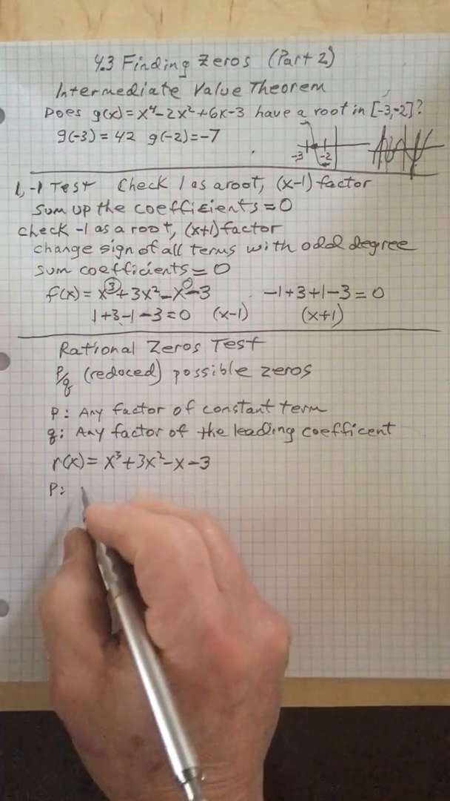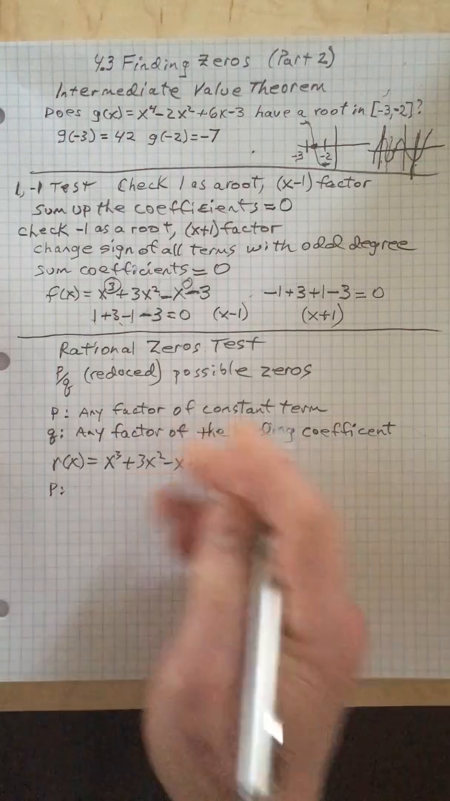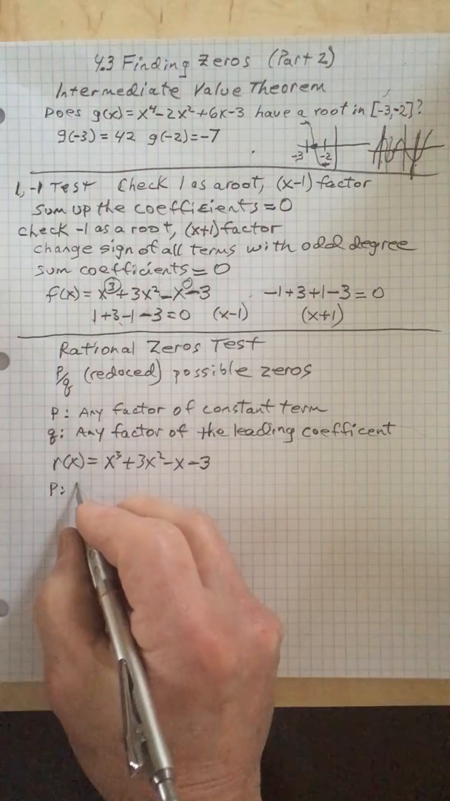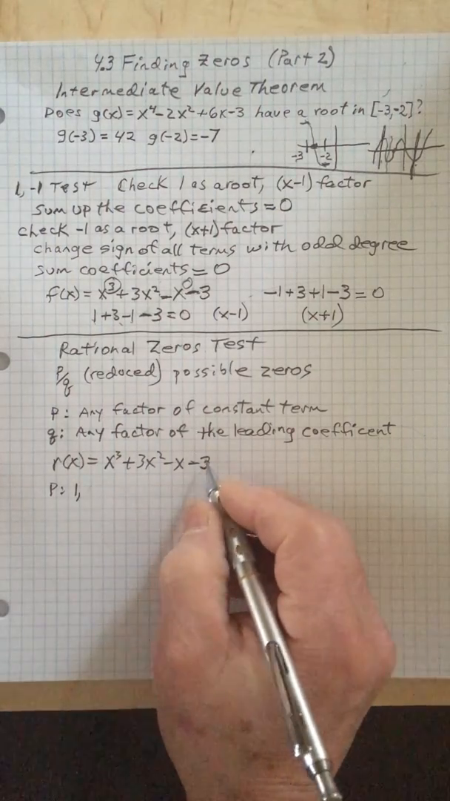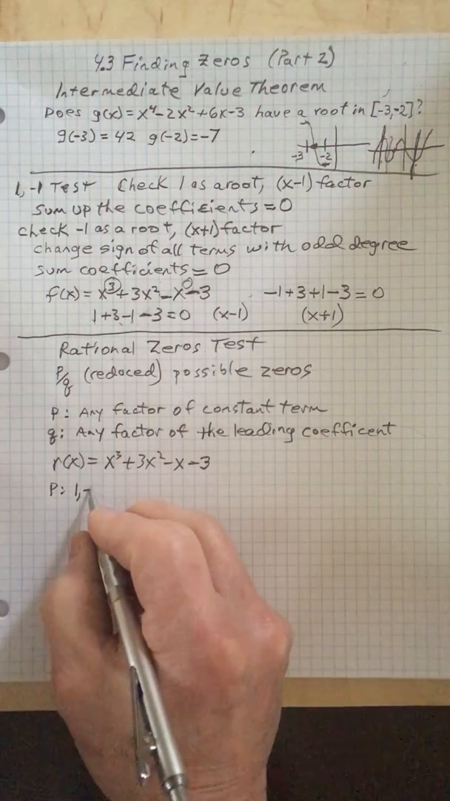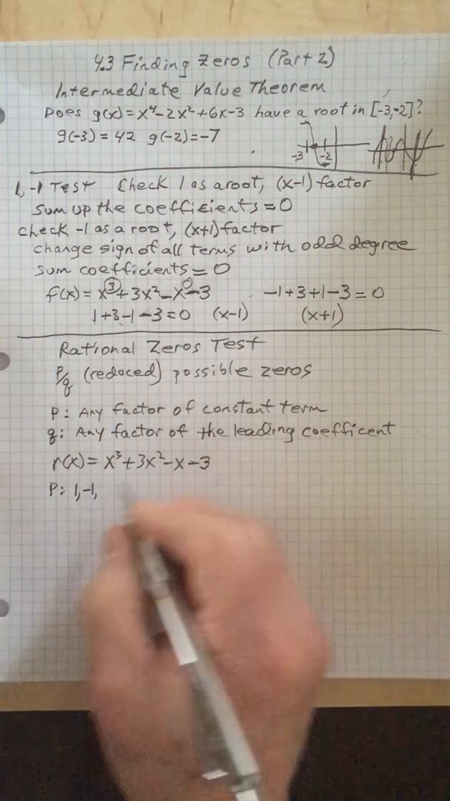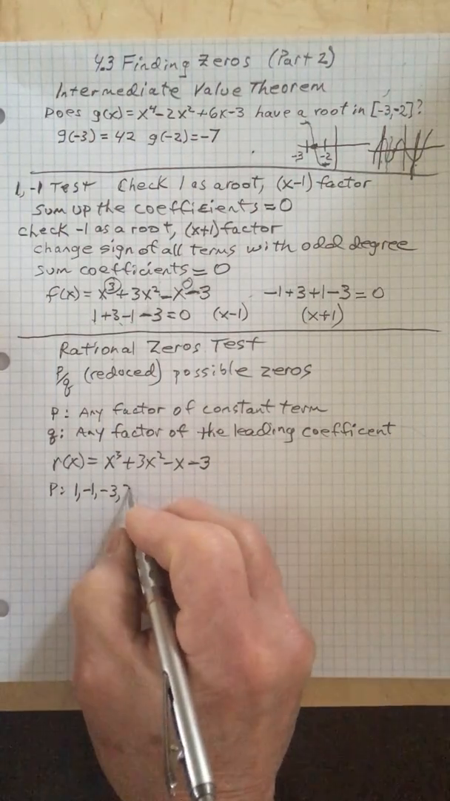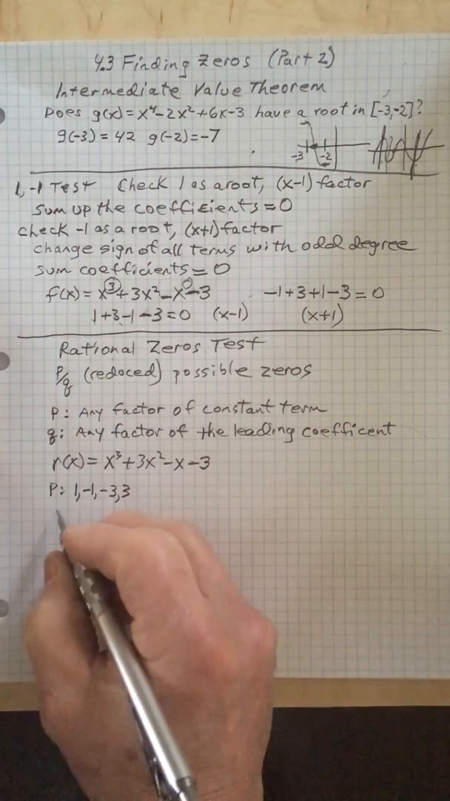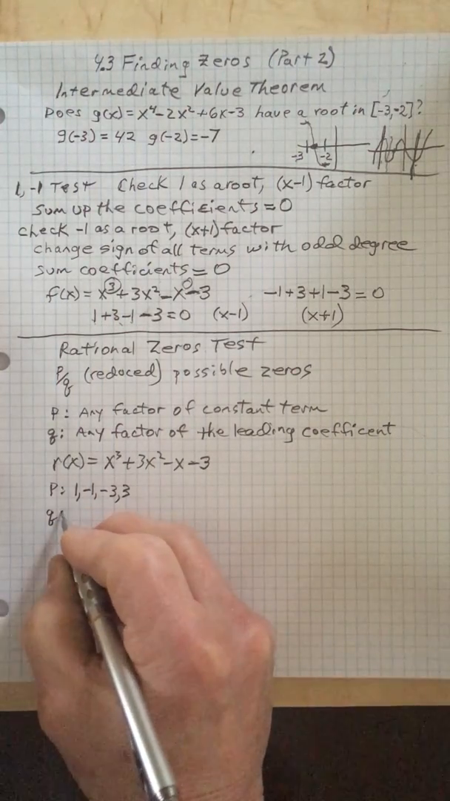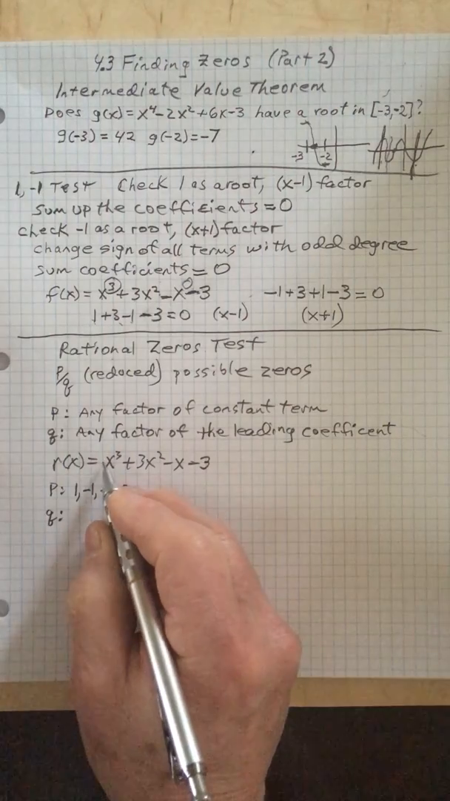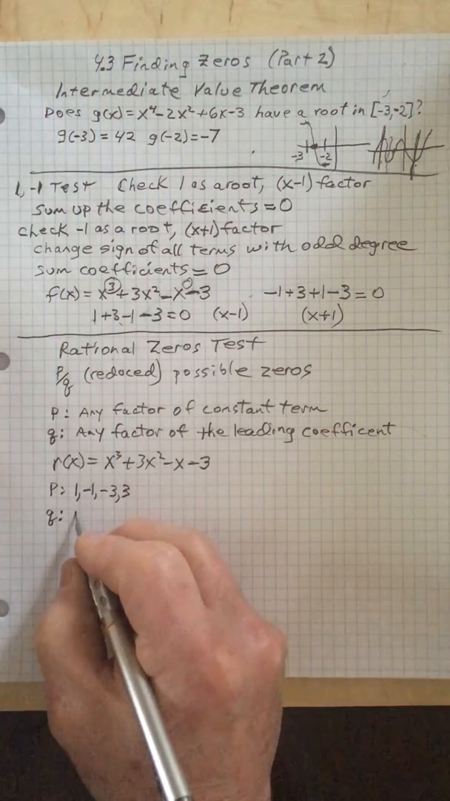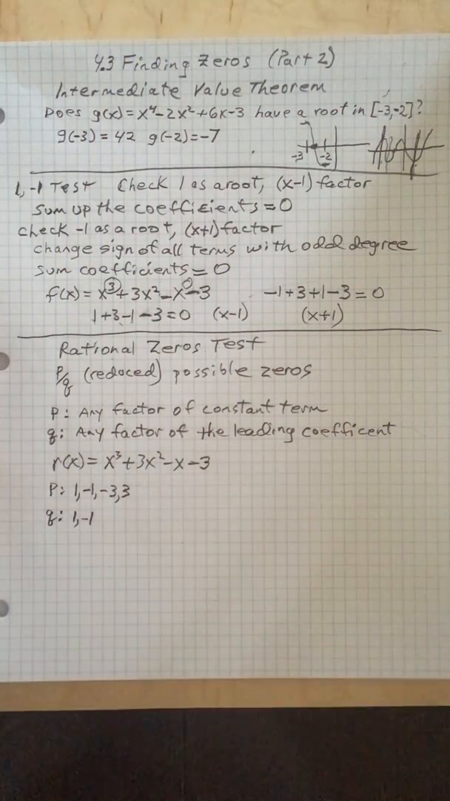Well, you've got to think of anything that can go in there. 1 can go in there. 1 goes in -3 times. -1 would go in 3 times. And then -3 and 3 are also factors. And then for q, the factors of 1 are just 1 and -1.